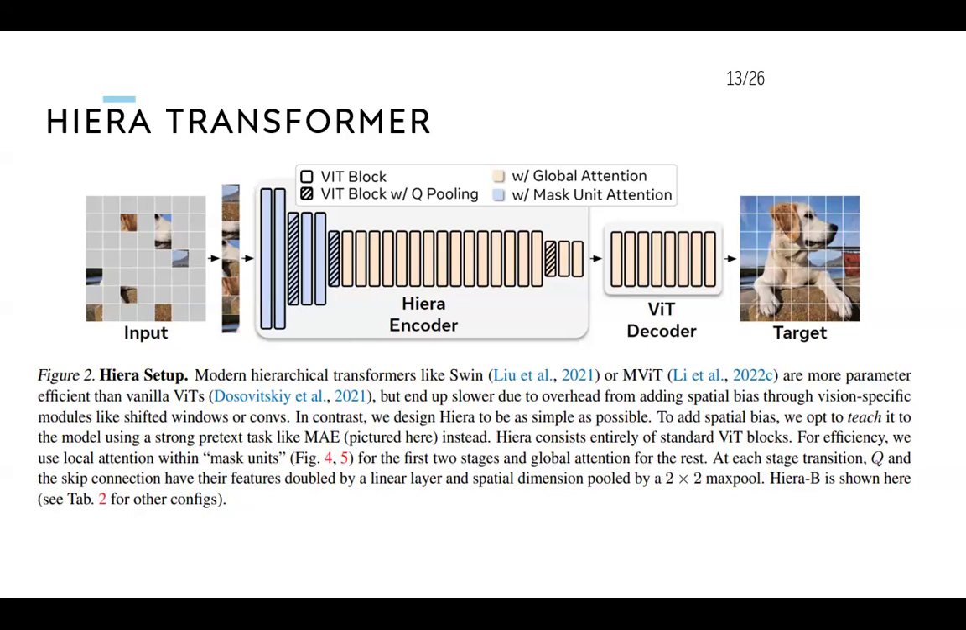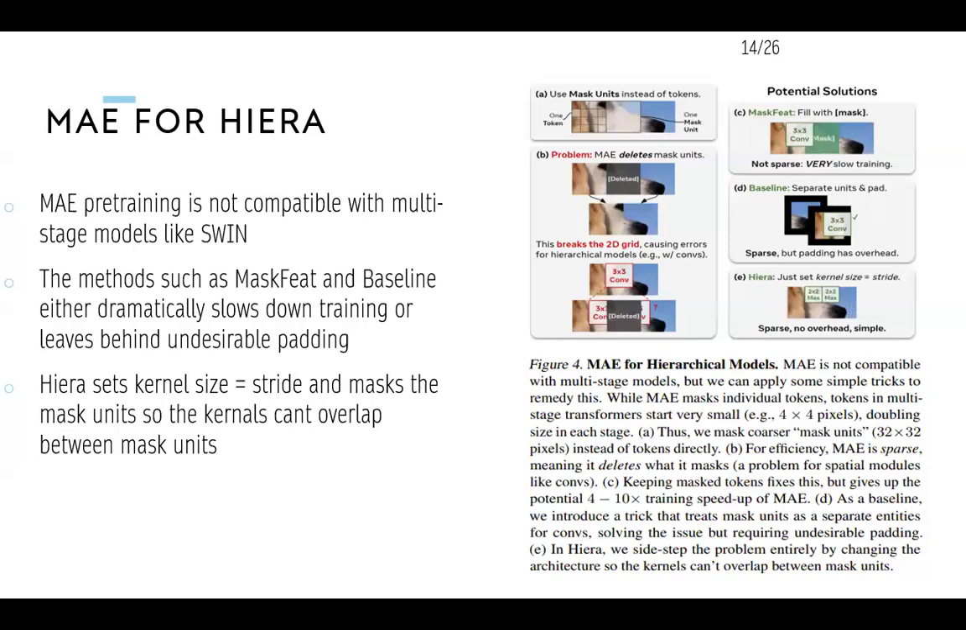So how does the masked autoencoding aspect really work here? Let's get into that. The problem with introducing masked autoencoding to other transformers like Swin is that it's not really compatible with those multi-stage models and the methods they use. In this figure, they go over a bunch of different ideas they wanted to use for implementing masked autoencoding. The problem is that it either deleted the mask units, which are these tiny units for masking, and caused some issues when going through the loops, or it would break the 2D grid.